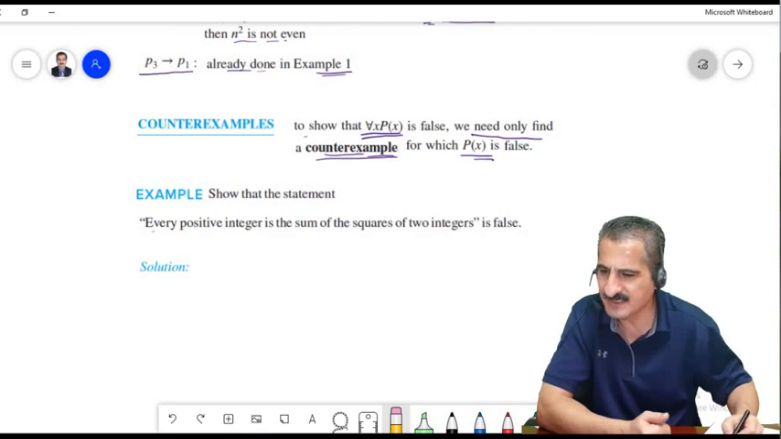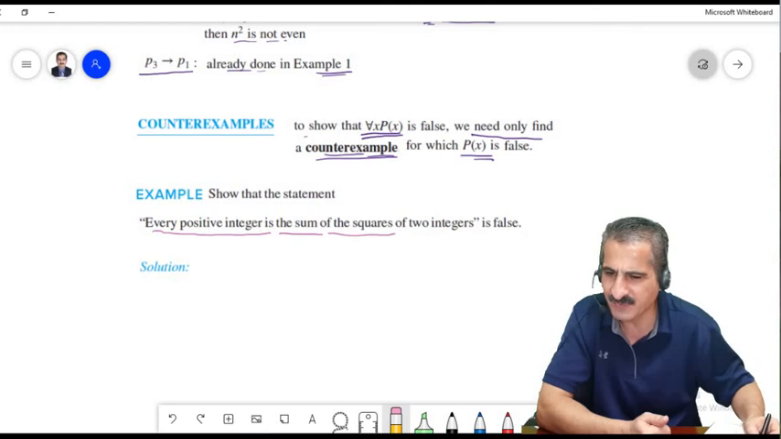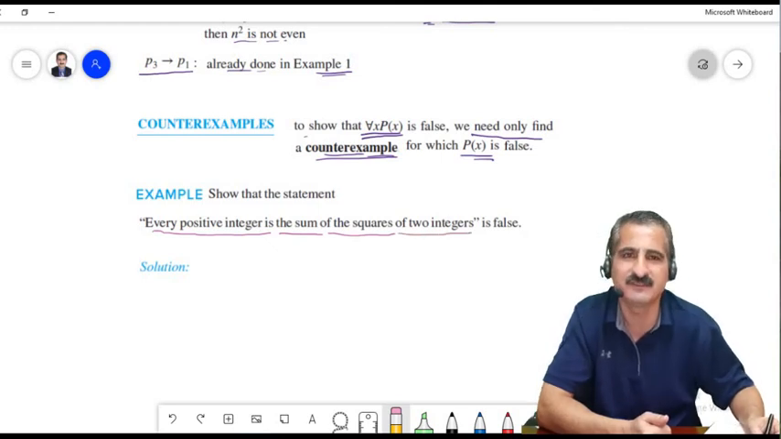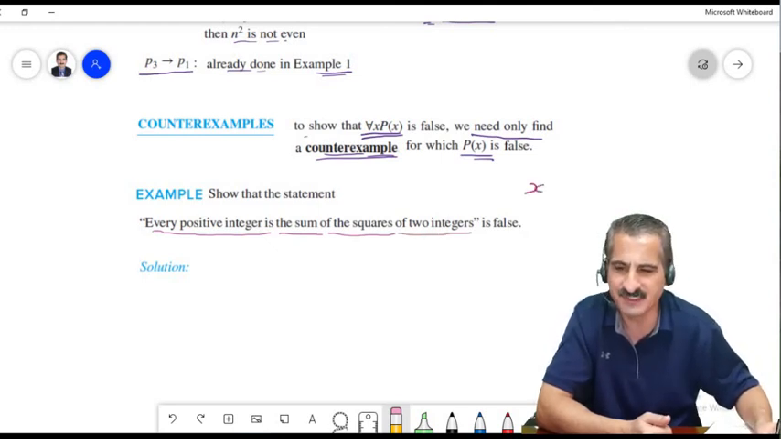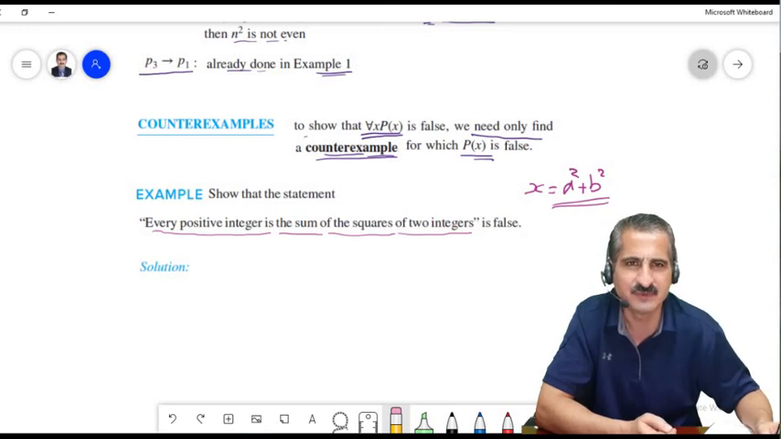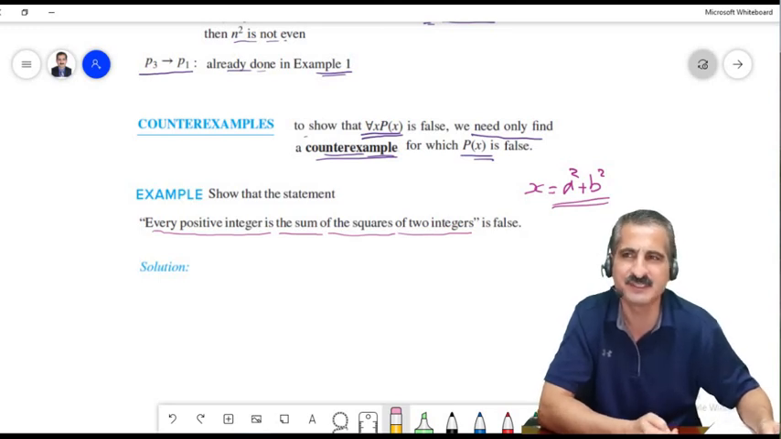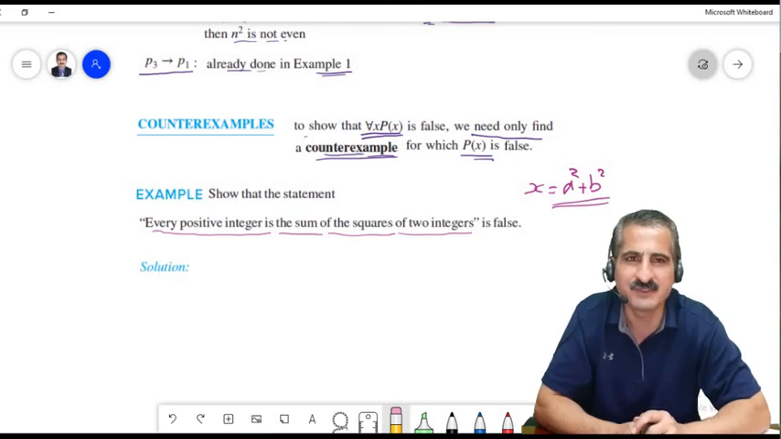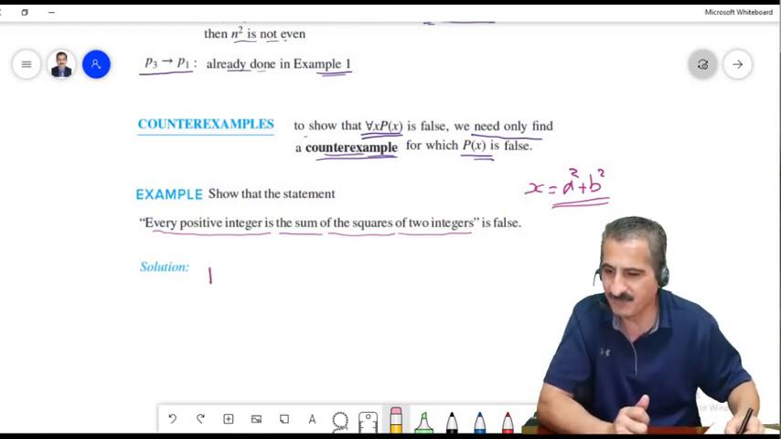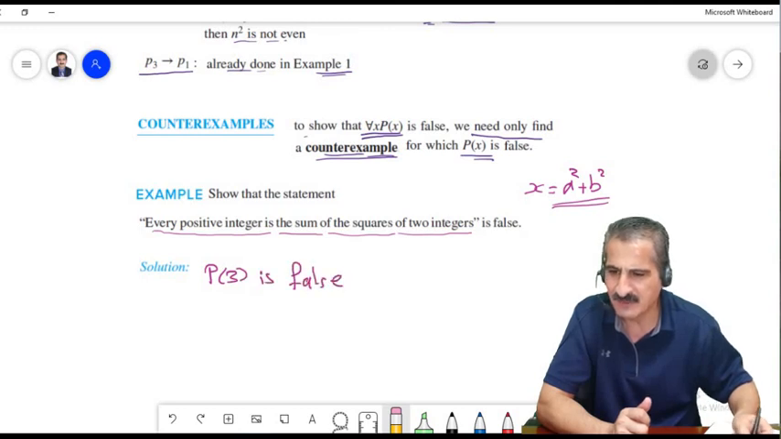Show that the statement every positive integer is a sum of squares of two integers is false. Every positive integer, say x, must be a square plus b square for some a and b. Is that true? Maybe yes, maybe no. Let's try numbers. Let's say 3. Can I write 3 as squares of two integers, like 1 square plus 1 square? No. 1 square plus 2 square? No. Okay, so I cannot. So p of 3 is false.